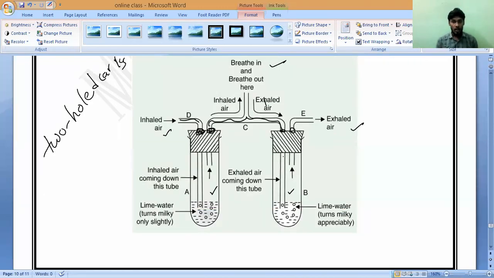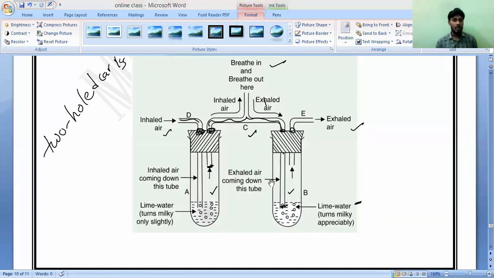The long tube of this glass tube C must be inside this lime water, and here it goes only till here. Have you noticed it? Because inhaled air is coming here, so carbon dioxide will be released. This carbon dioxide will be carried through this lime water. Do all of you understand? That is the setup which we have to do.